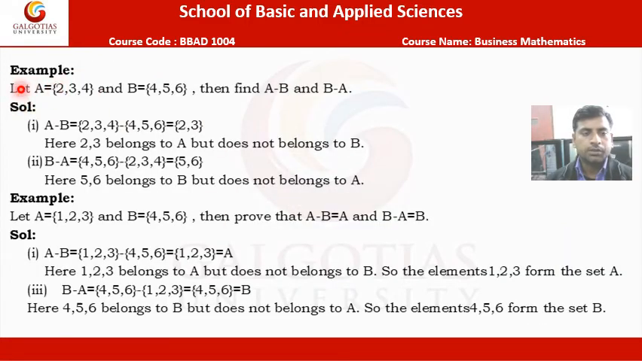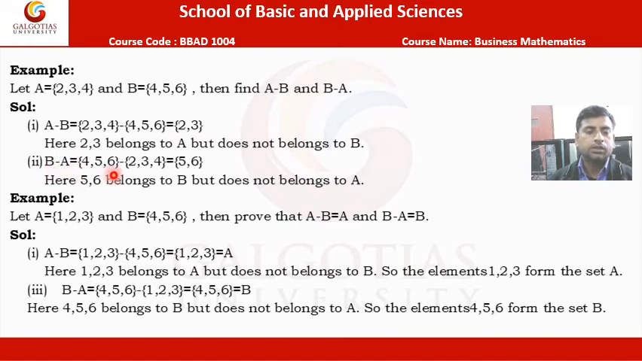Here are some examples. This is the first example. Set A contains the elements 2, 3 and 4 and set B contains the elements 4, 5, 6. We have to find A minus B and B minus A. A difference B will contain the elements which belong to A but not to B. Here 2 and 3 belong to A but do not belong to B. So A minus B, A difference B, will be the set containing the elements 2 and 3.